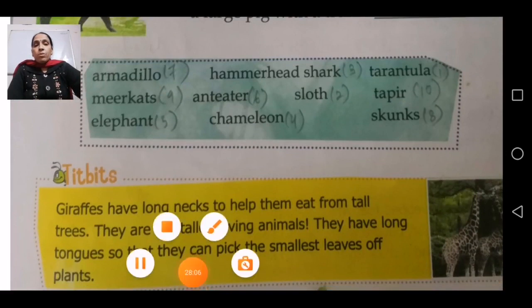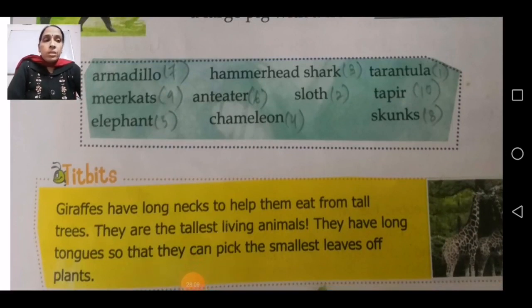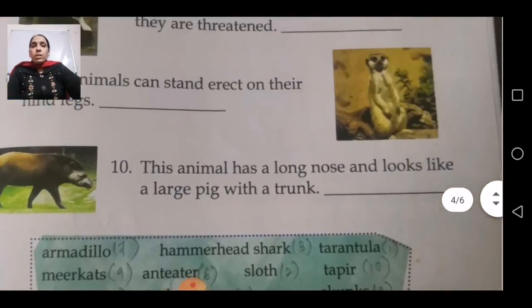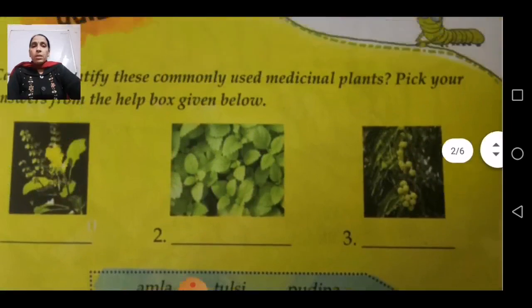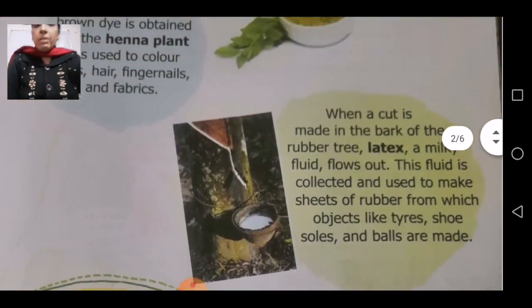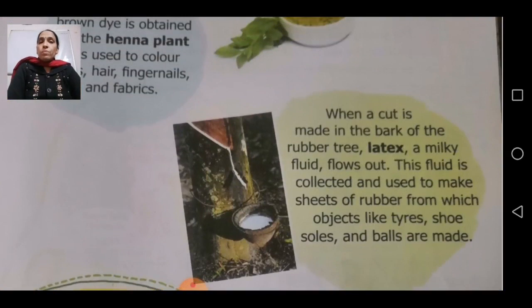So now children, what we are going to do next. We have already finished the first chapter. What was the first chapter? This chapter is awesome animals, and before this we have useful plants. In useful plants also we have done many different plants, and they all are very important.